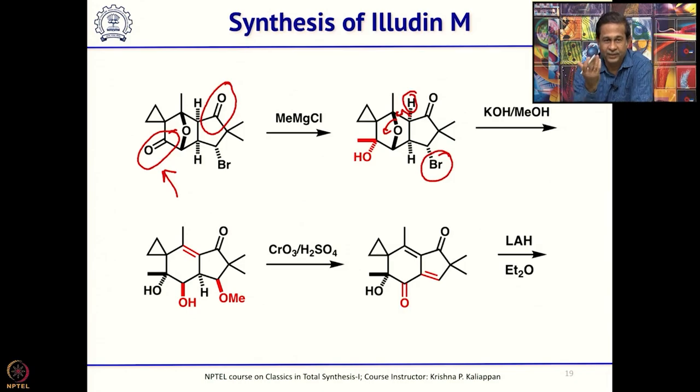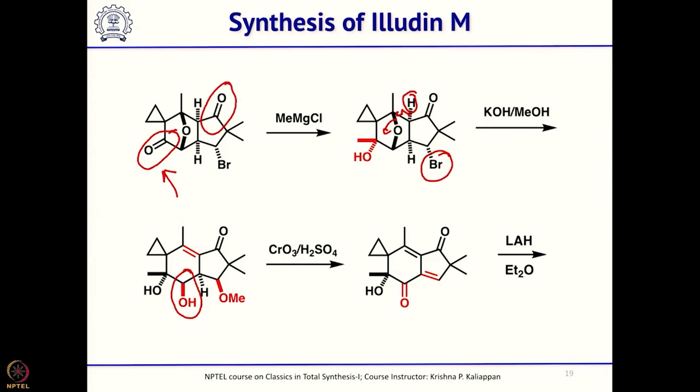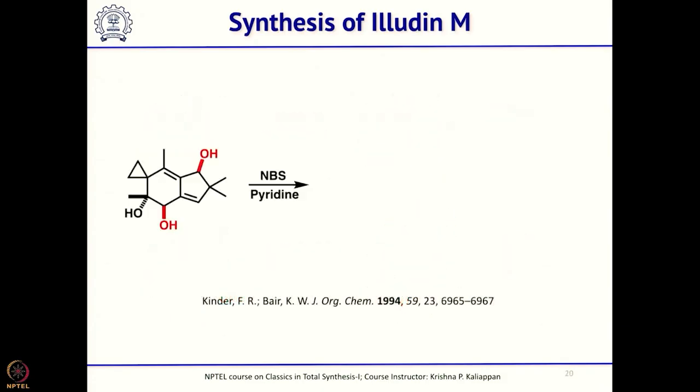Now if you oxidize, there is only one alcohol which can be oxidized, the other one is a tertiary alcohol, and during that condition elimination also takes place, and you introduce the alpha, beta-unsaturated ketone. Now there are two ketones, I should say both are enones, and one can think of reducing one of them selectively, but it is very difficult. So when you treat with LAH, it reduces both.